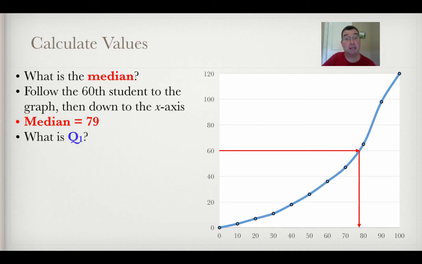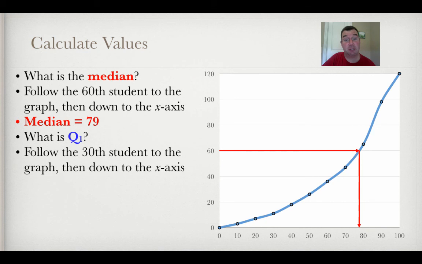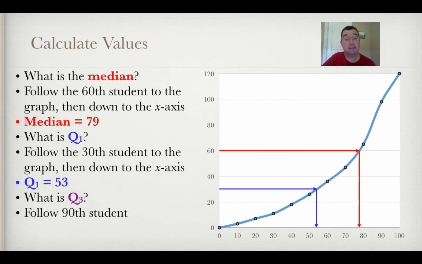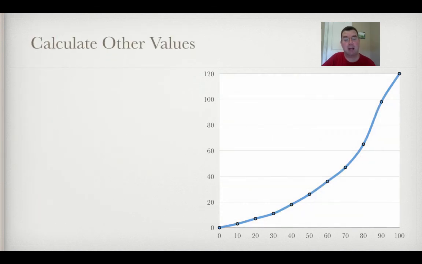Then if I want to find the lower quartile, that will be the 30th student. I'll follow that student to the x-axis, and that will get me a Q1 of 53. Q3 is the 90th student, so I'll follow that student and get a score of 89. So Q3 is 89.